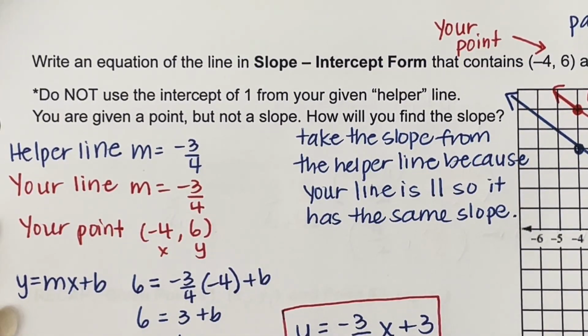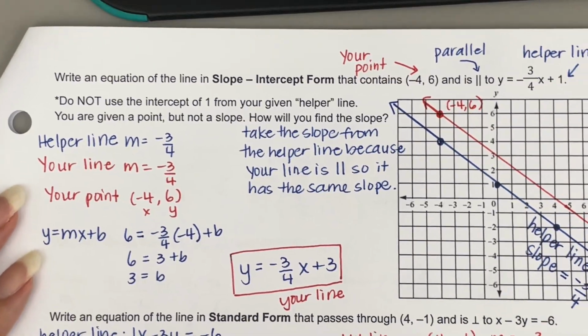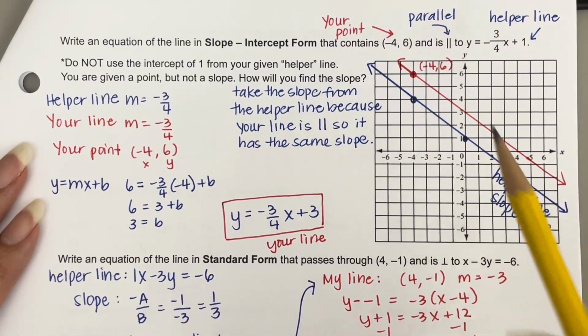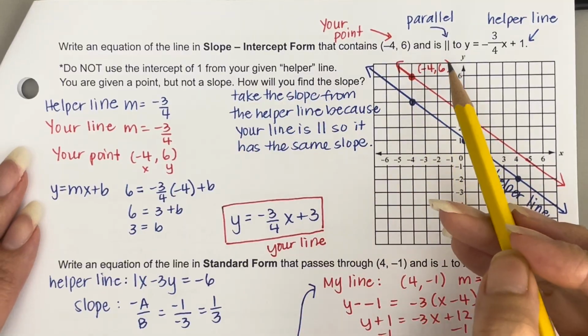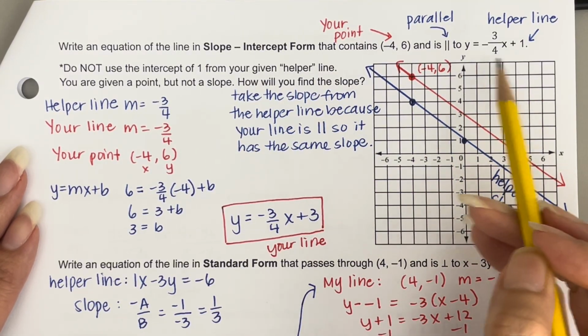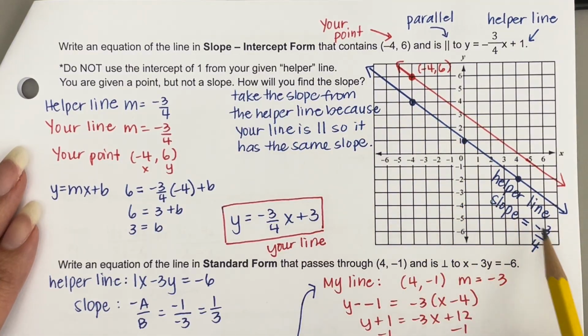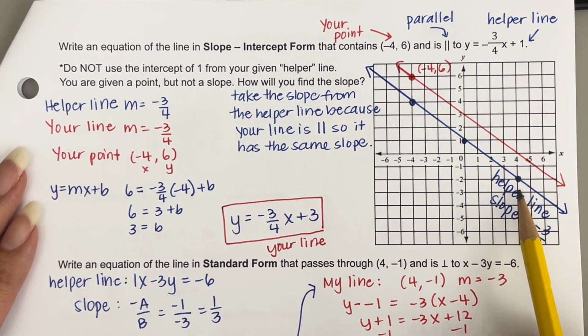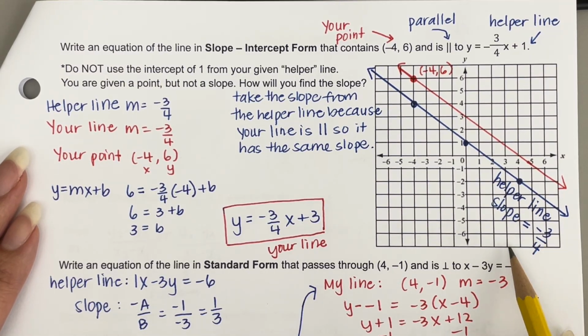Now you'll be asked to write an equation of a line in slope-intercept form, or maybe standard form, that contains a point and is parallel to this other line. So this is the blue line. I've drawn the blue line here. Now you are trying to find a line that goes through this point, negative 4, 6, and is parallel to the blue line. So I'm going to call the blue line a helper line because all you need from the blue line is its slope.